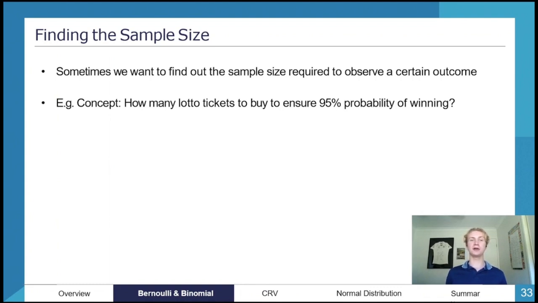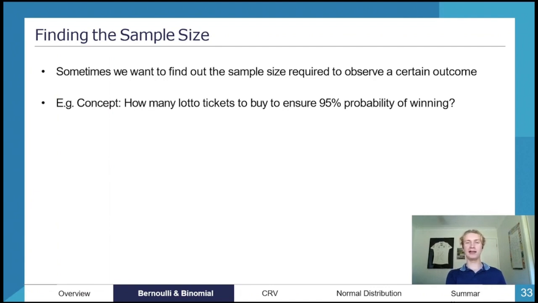So an example would be, how many lotto tickets would we need to buy to ensure a 95% probability of winning? And if you were just given this question, by the way, you would not be able to answer it. That is not something you would have to answer. The reason for that is because, yeah, you're given P of X equals 0.95, and you're trying to find n. However, we haven't been given what? We haven't been given R or, well, actually, yeah, we have been given R.